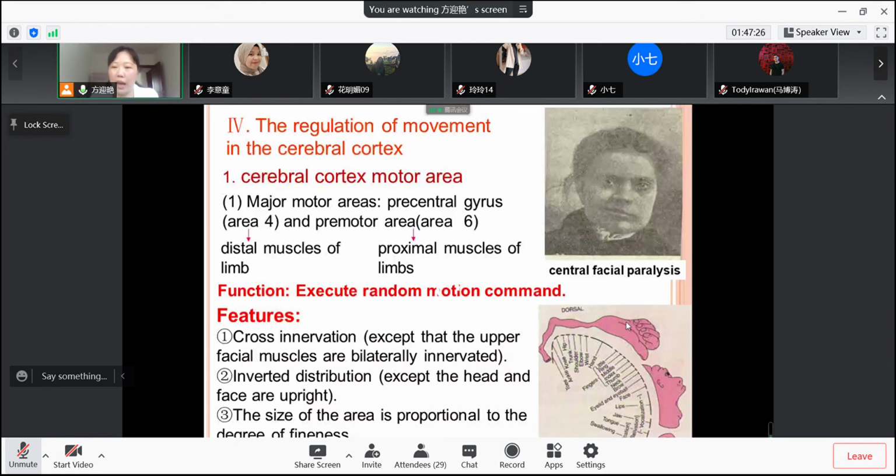We know that our hand is small. The size of the hand is smaller than our foot. But the head is large, and the leg is small. So I hope you know that the size of the area is proportional to the degree of the finesse, because our hand does many fine movements.